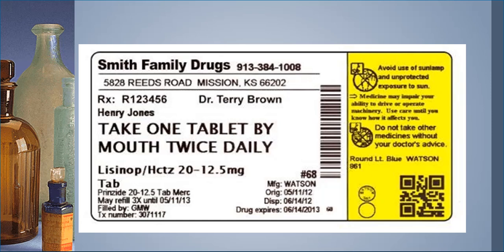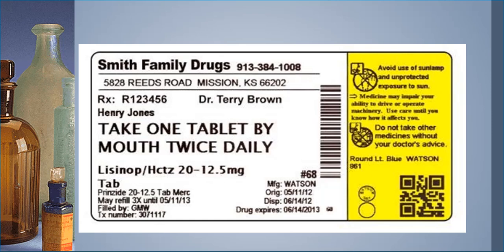Terry Brown. Okay, the name of the patient is Henry Jones. The dosage regimen is take one tablet by mouth twice daily. And the generic name of the medicine is lisinopril and hydrochlorothiazide, 20 milligram, 12.5 milligram.